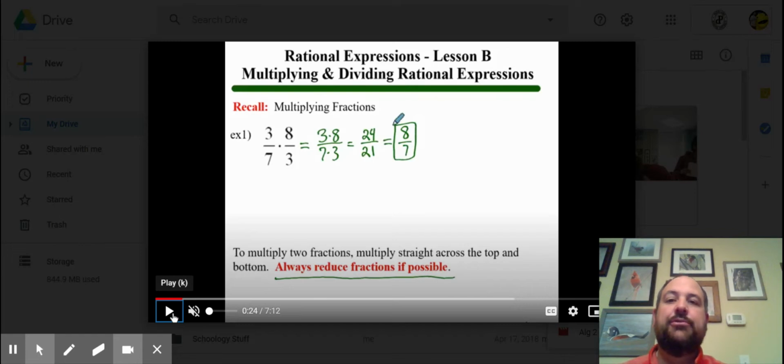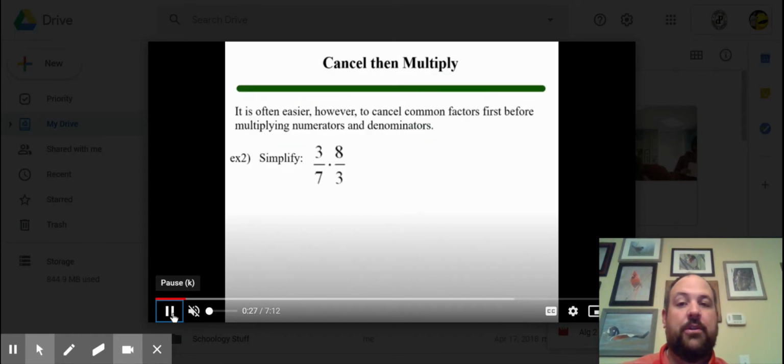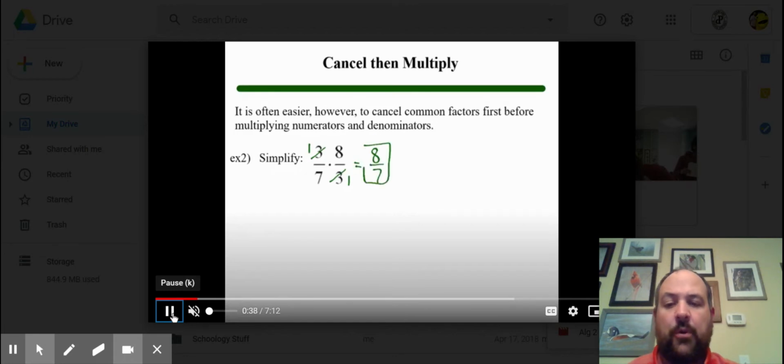But as you have gone through math, you probably learned that there might be another way that we could do this. Instead of multiplying across the numerator and denominator, you might say, well, I have 3 in the top and bottom of the fraction. So I'm going to cancel those out so that I get 1 times 8 over 7 times 1. That arrives at the same answer, 8 over 7. And in this case, it saves us the time of multiplying and then canceling again anyways.